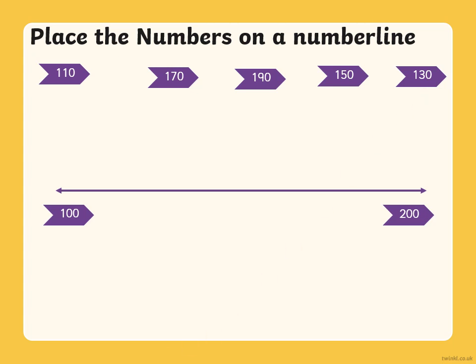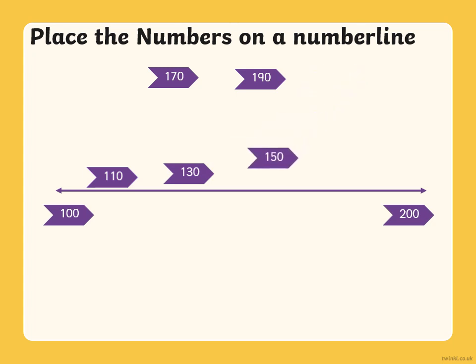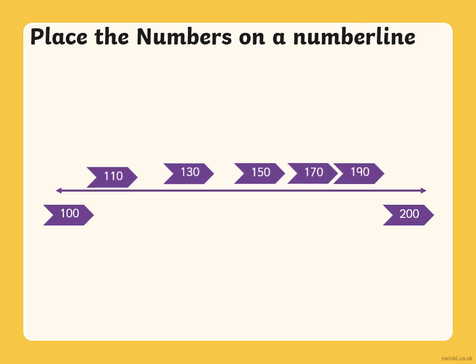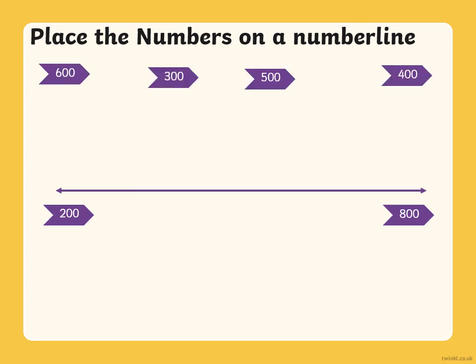So we have to put our 110 first, and then 130, 150, 170, 190. Okay, so that's how we sequence them from smallest to largest on our number line. And let's try that again on the next slide.